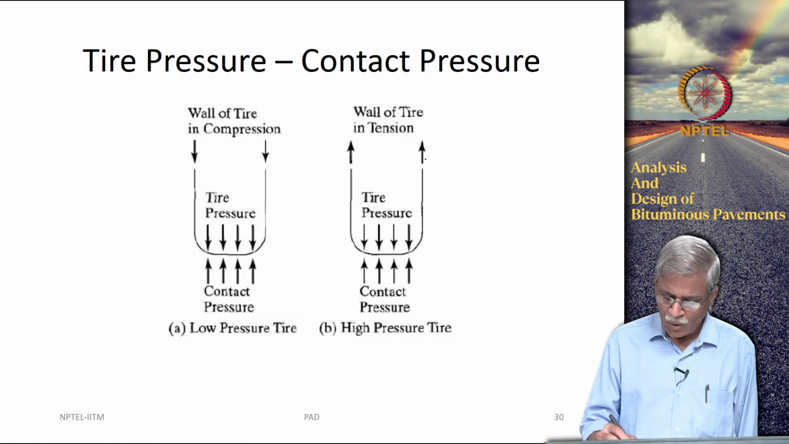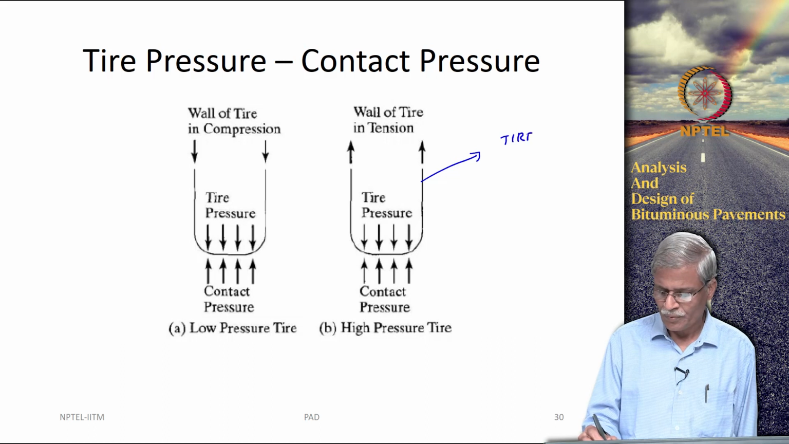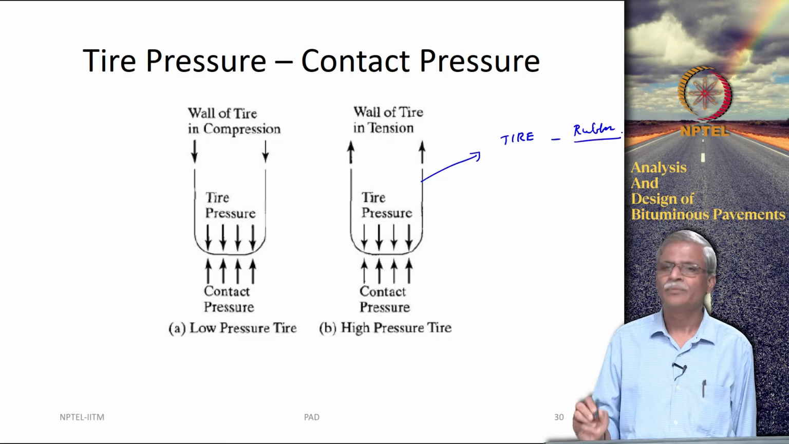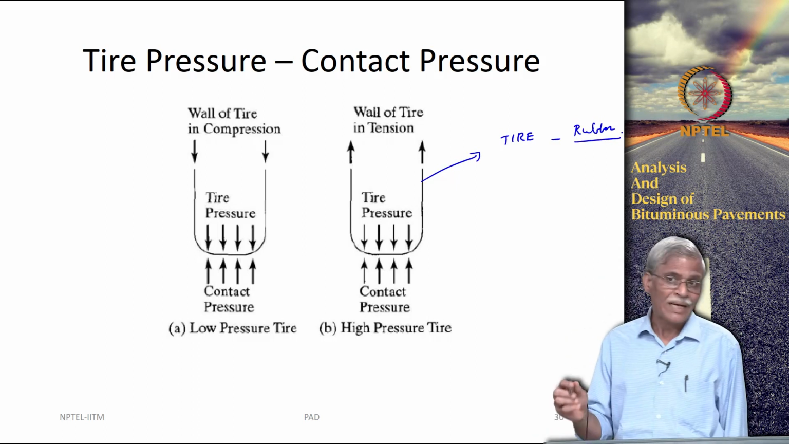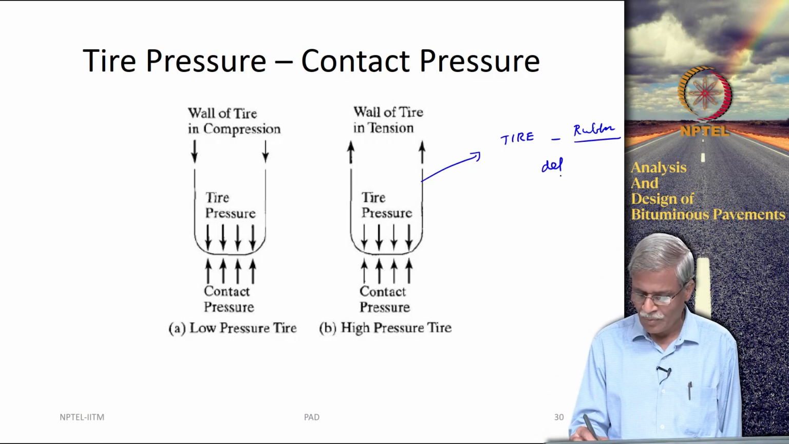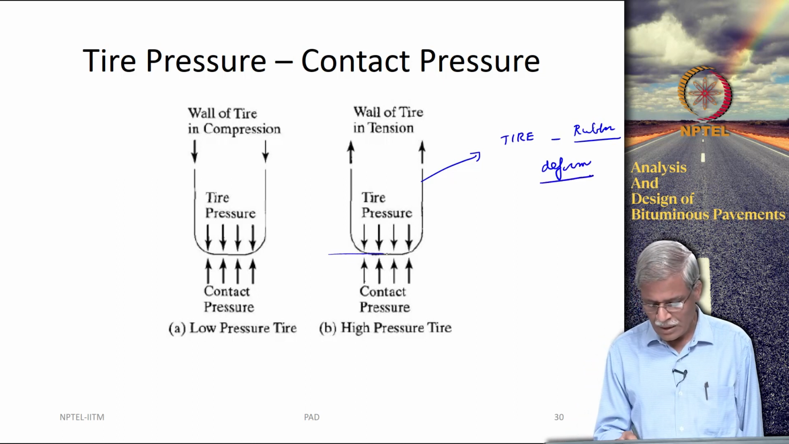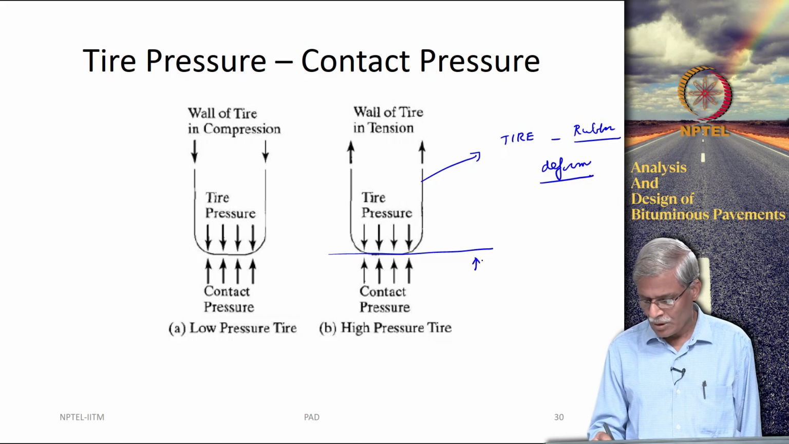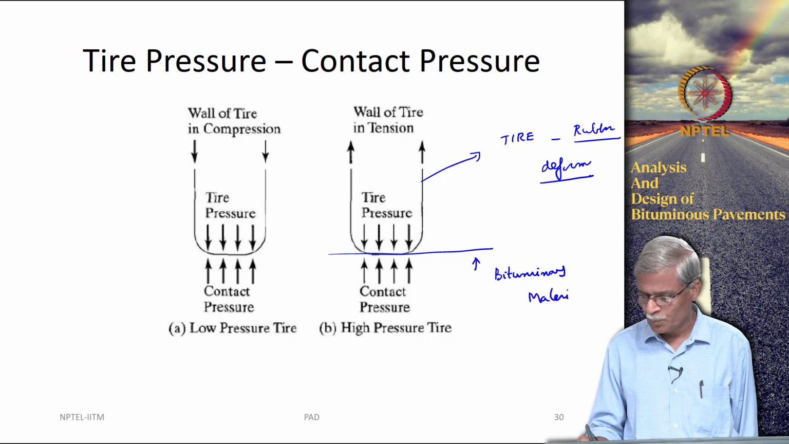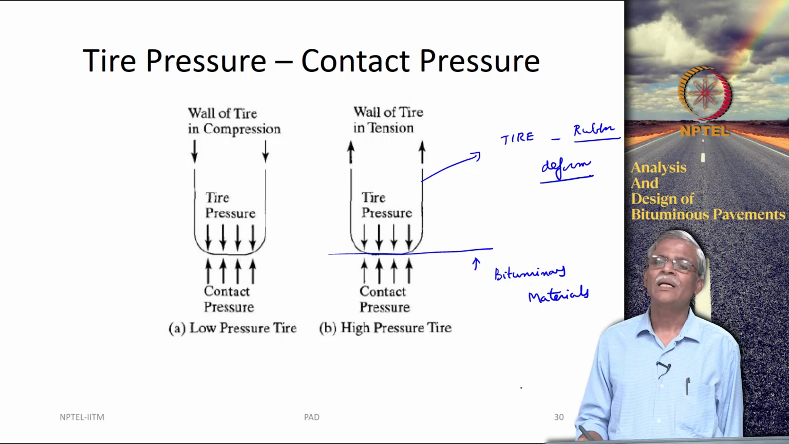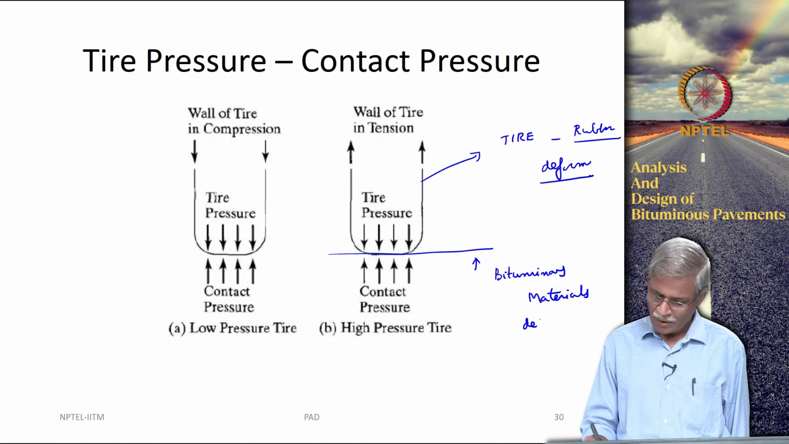Now you all know what exactly the tire is made of. The tire is typically made of rubber. Now this rubber can deform, definitely it will deform. And what about this pavement? So this is made of bituminous material. Obviously this also will deform.